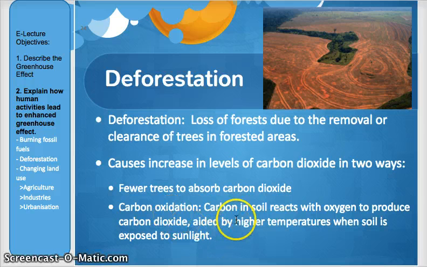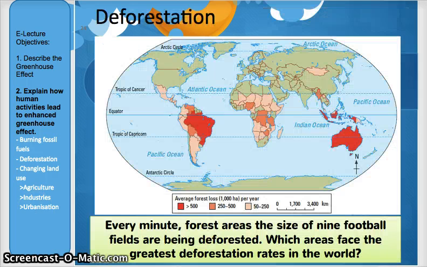The second of these ways is carbon oxidation. This is when carbon in the soil reacts with oxygen to produce carbon dioxide. Now, all organic matter is based on carbon. And when our global temperatures increase as the soil is exposed to sunlight, this carbon interacts with the oxygen to form carbon dioxide. Now, as more areas of our world experience intense deforestation, what do you think will happen to the enhanced greenhouse effect?